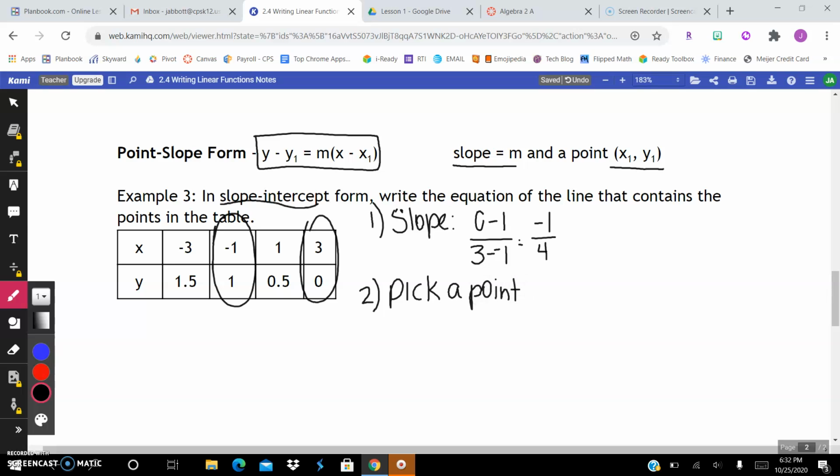So we have 4 to choose from out of this table. I'm going to pick 3, 0 because they're positive and they're whole numbers. So step 3 is plug that information in.